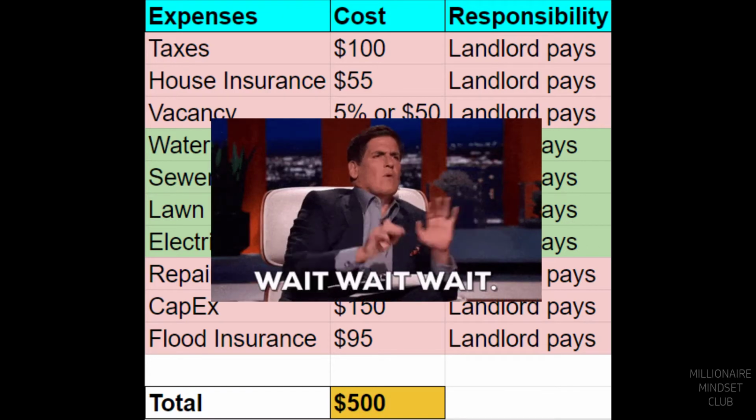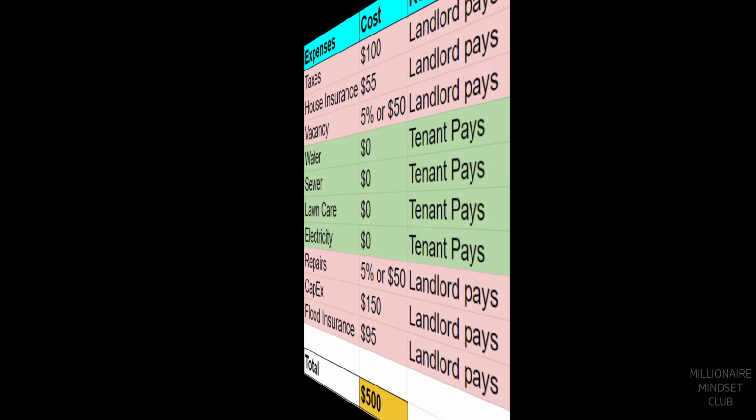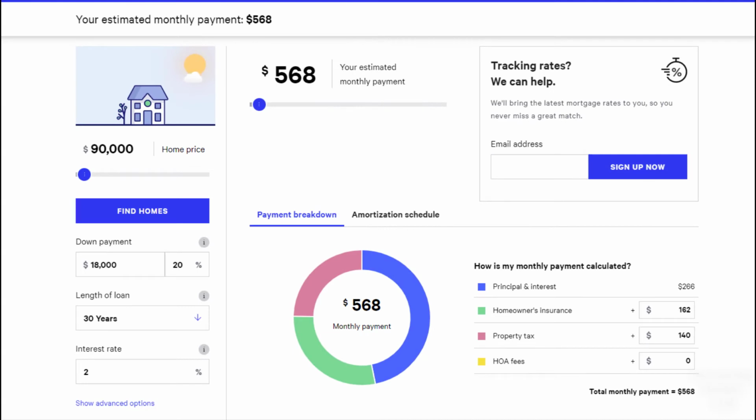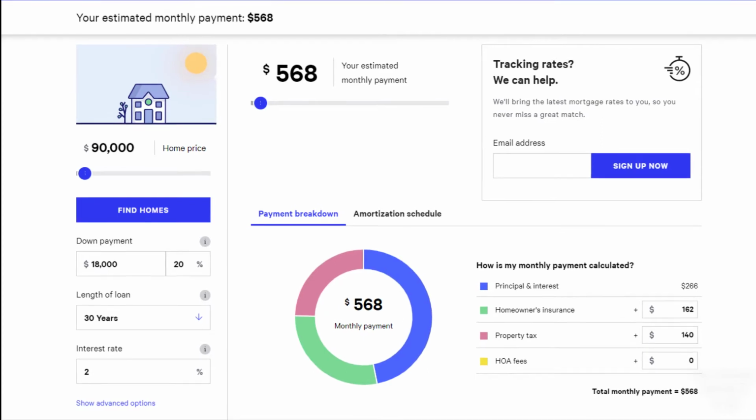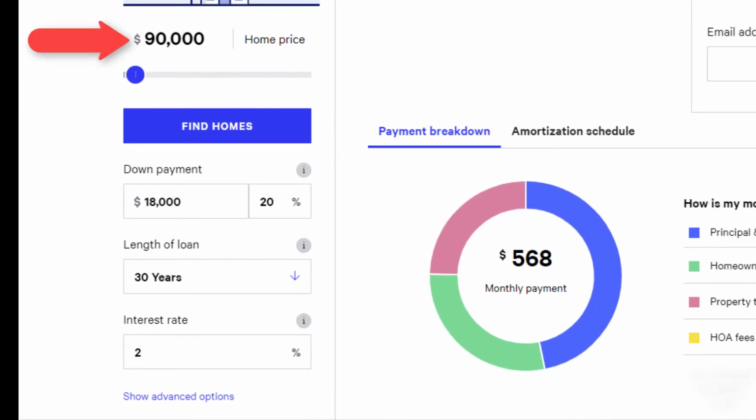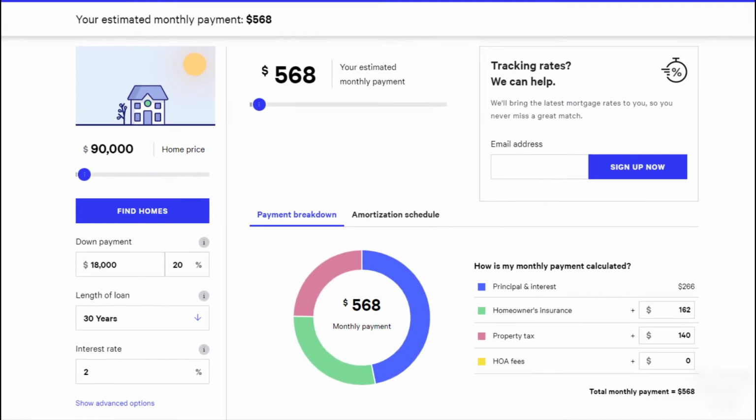But wait, we forgot our biggest expense, the mortgage. How do you calculate the mortgage on a listing? Very easy. Don't do the math in your head. Instead, go to an online calculator. To use this calculator, you will need to know the price of the property, the interest rate on the mortgage, and the term of the loan. There are many calculators online just like this one. All you have to do is Google mortgage payment calculators. For simplicity, we'll say the mortgage of your new rental is $550 a month.